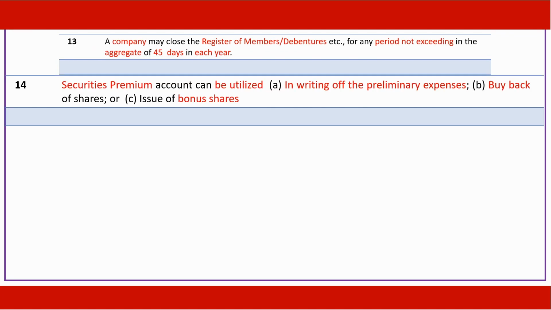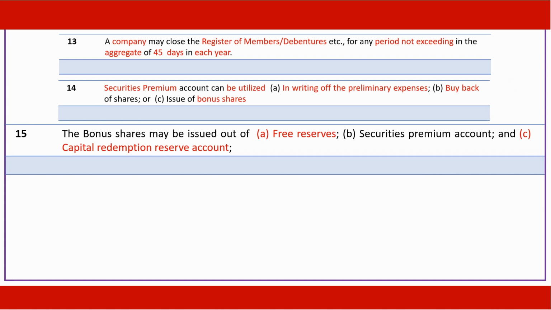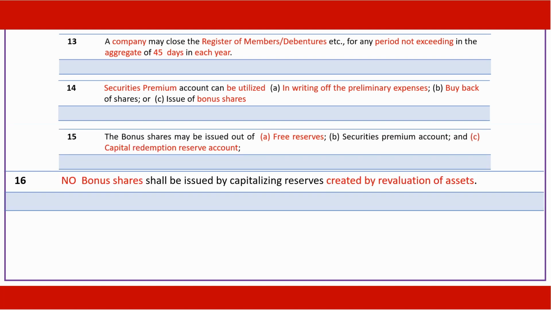Securities premium account can be used mainly for 3 purposes: to write off preliminary expenses, to buy back shares of the company, and also to issue bonus shares. Bonus shares can be issued out of share premium account, but they can also be issued out of free reserve and capital redemption reserve. Where reserves arise out of revaluation of assets, such reserves cannot be used to issue bonus shares.